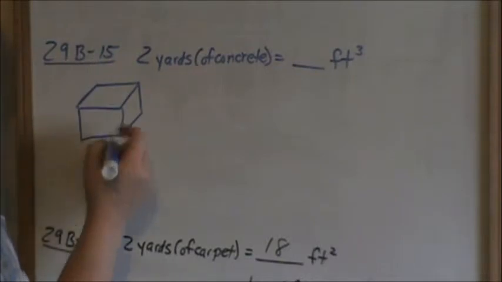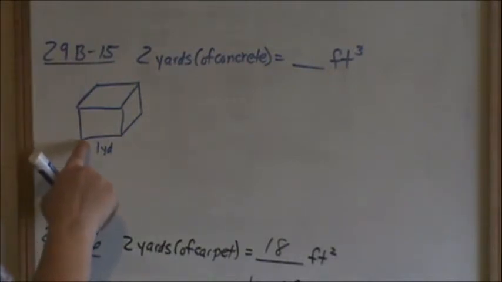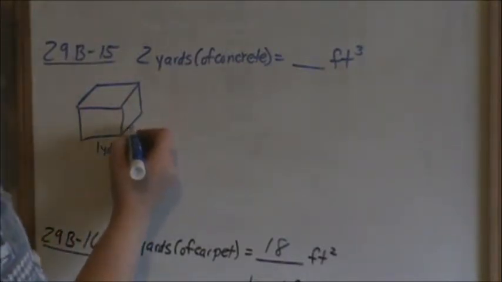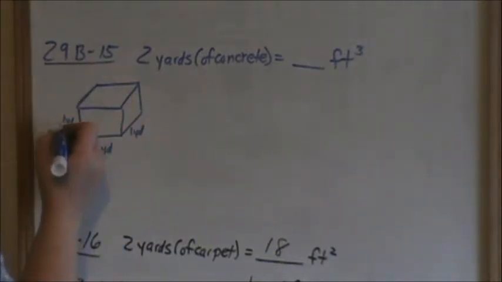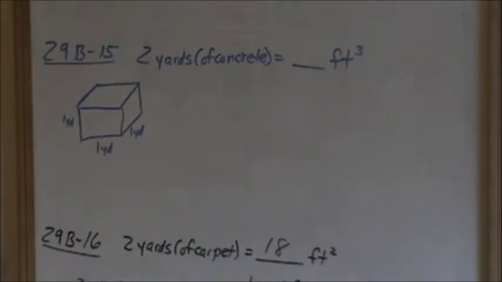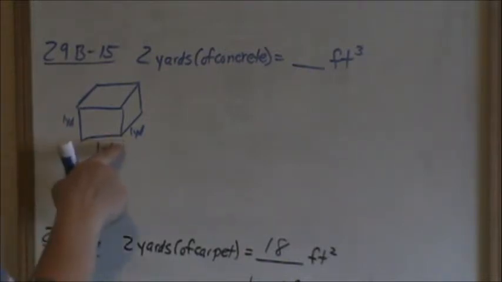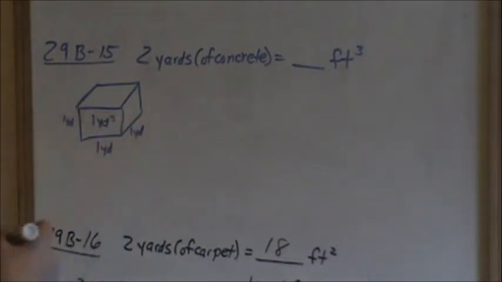So since we're dealing with yards to start with, if we had 1 yard, if the base was 1 yard long or wide, 1 yard wide, 1 yard deep, and then 1 yard tall. To find the volume, you do base times height, or length times width times height. So that would be 1 times 1 times 1 is 1. Yard times yard times yard is cubic yard. So when we talk about yards of concrete, we're kind of talking about it in a cubic yard.